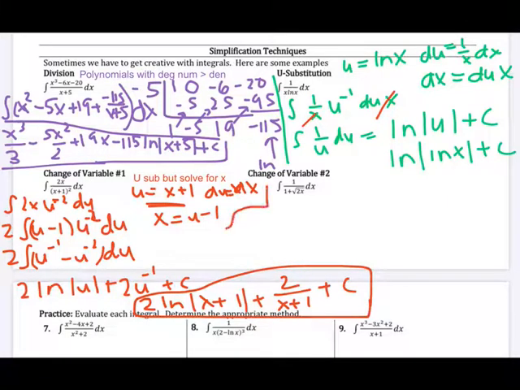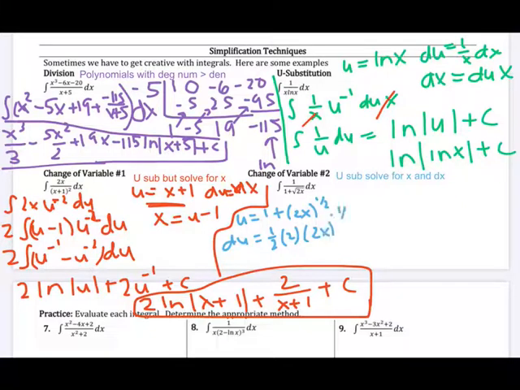And then the very last strategy that we're going to talk about is change of variable number 2. And this is where you not only have to use u-substitution, but you have to solve for x and potentially also dx. Okay. So let's look at this change of variable number 2 situation here. I'm going to let u equal what's in the denominator. So u is going to equal 1 plus the square root of 2x, or 2x to the power of 1/2, which means that du is going to equal 1/2 times 2 times 2x to the negative 1/2 power dx.